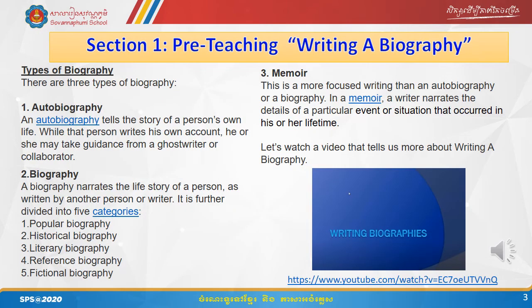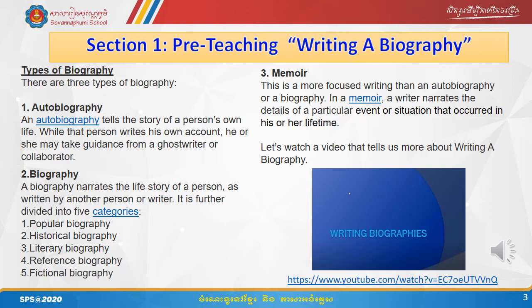Continuing Section 1, Pre-Teaching, Writing a Biography, there are three types of biographies: autobiography, biography, and memoir. An autobiography tells us the story of a person's own life. While that person writes his own account, he or she may take guidance from a ghostwriter or collaborator. Biography, number 2, a biography narrates the life story of a person, as written by another person or writer.